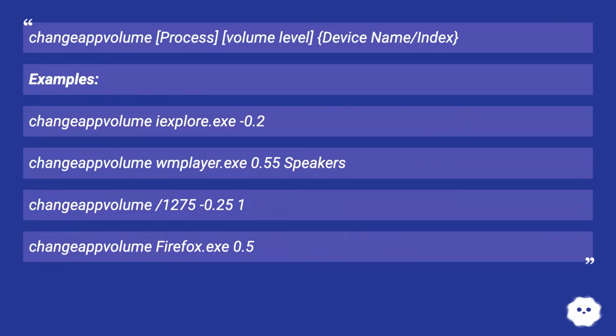Change app volume, process, volume level, device name index, examples: changeappvolume iexplore.exe -0.2, changeappvolume dumbplayer.exe 0.55 Speakers, changeappvolume 1275 -0.25 1, changeappvolume firefox.exe 0.5.